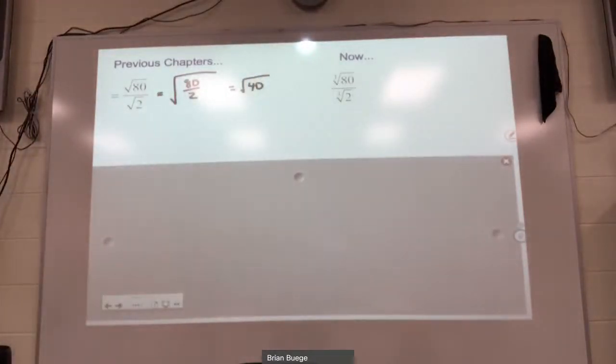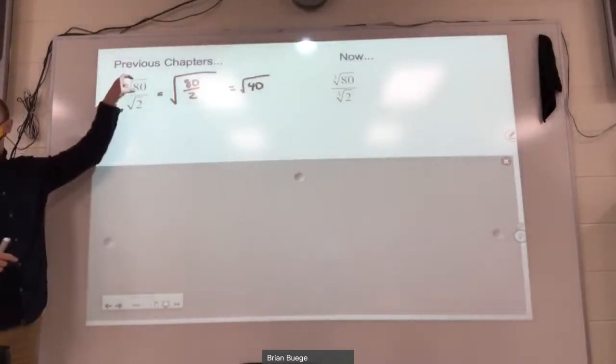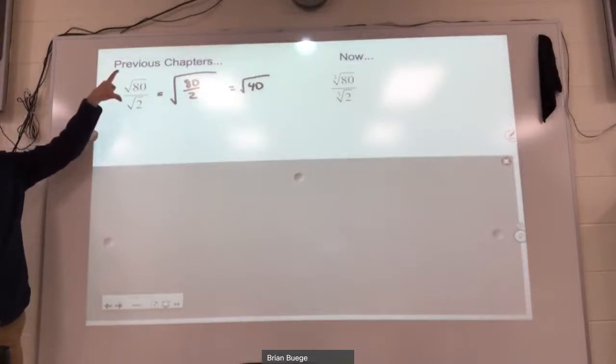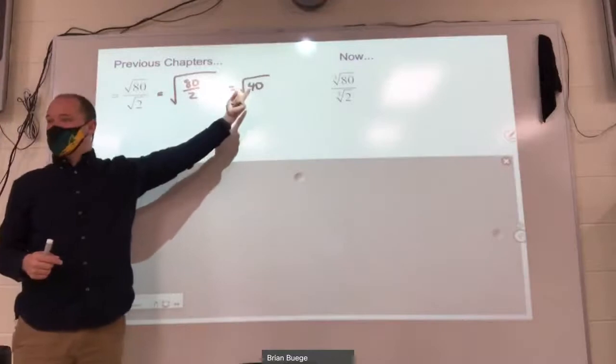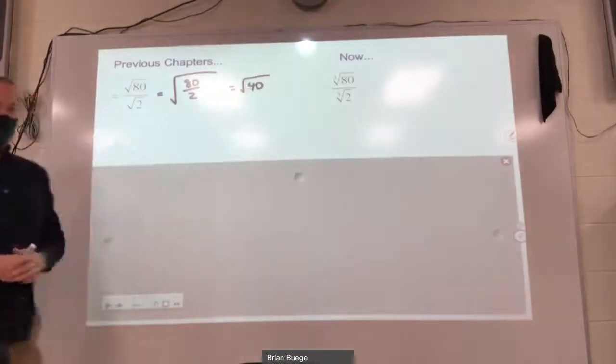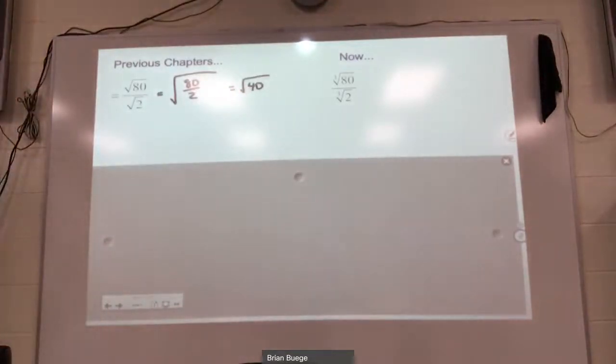So sometimes that'll work out. It doesn't always work, but sometimes you can turn a fraction into one big square root, simplify that fraction, and now you're right back to simplifying a radical again. What's the perfect square on this one? Let's say a perfect square that's a factor of 40. Because now we've divided, and now it's time to simplify.